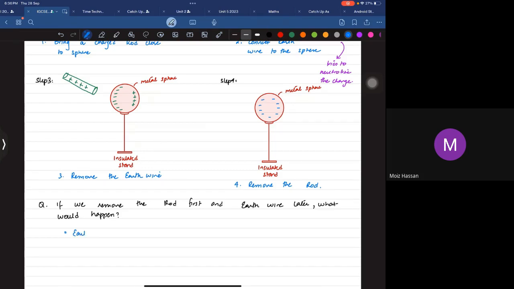So earth wire now will know that there are extra electrons. So earth wire will neutralize the sphere. So all what you've done will go to zero. Is it clear, everyone? Another word for this one is discharge. So if the examiner says what you do, you say it discharges it, and then that's it, right? Get it?